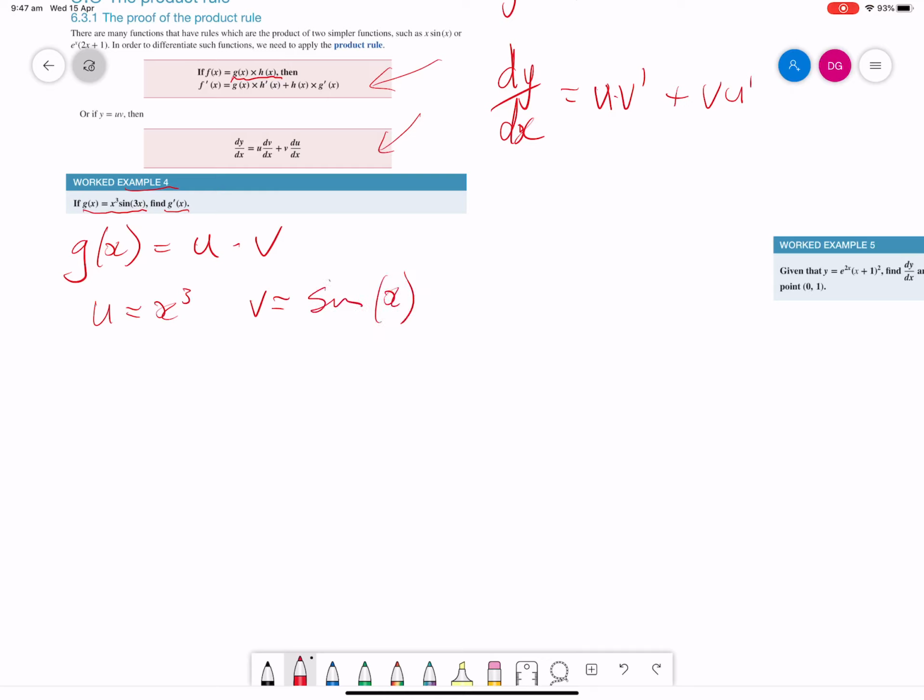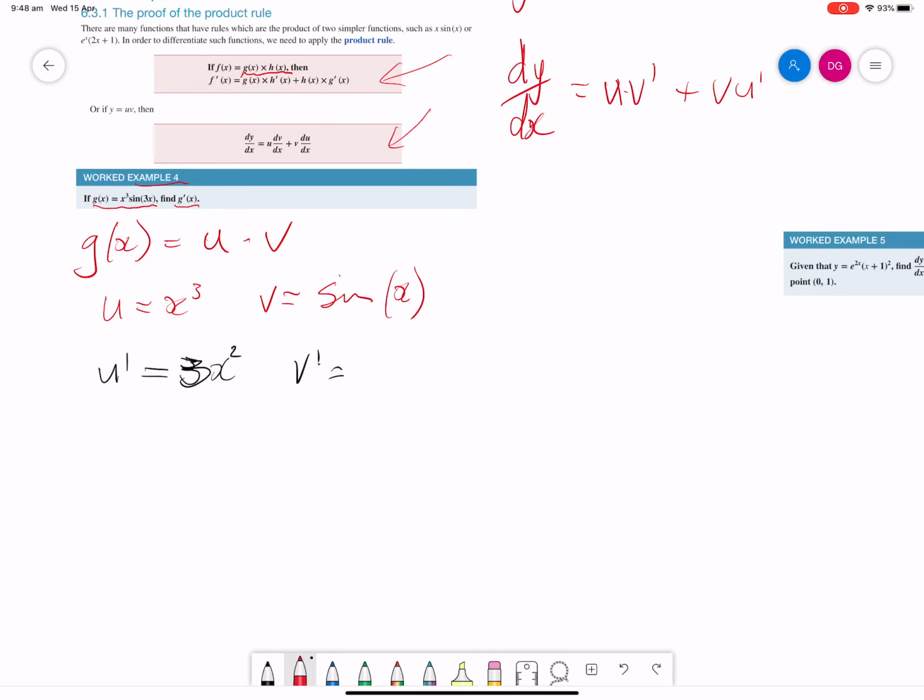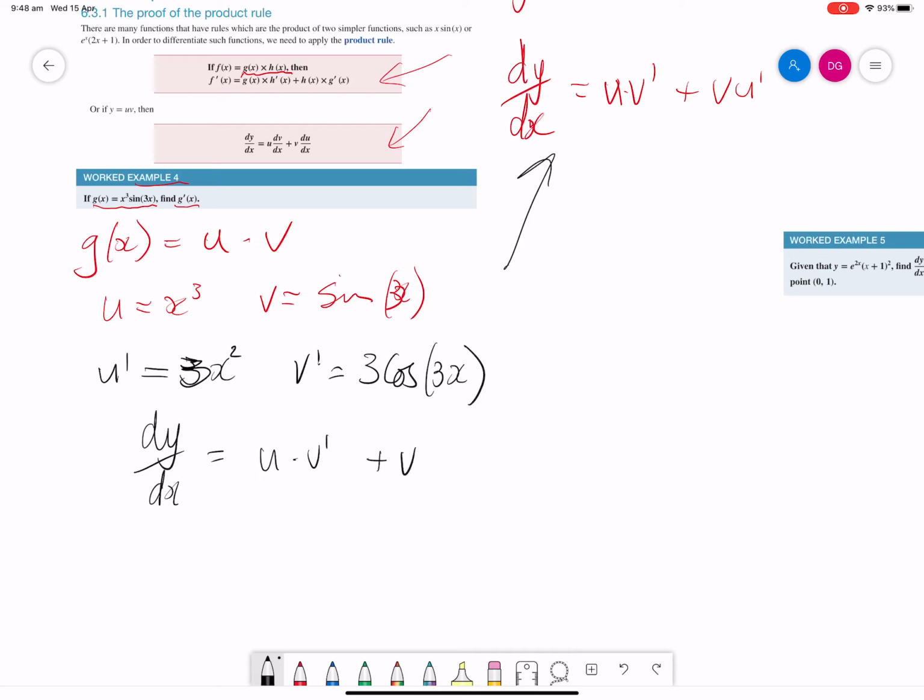I'm just going to flick over to my black pen now, and I'm going to work out what u dash is. The derivative of u is 3x squared, and v dash is equal to, sorry, I accidentally missed the 3 there, so v dash is equal to 3 cos 3x. Now we know from what I wrote up here that dy/dx is equal to u times v dash plus v times u dash. It doesn't matter which way we do that.